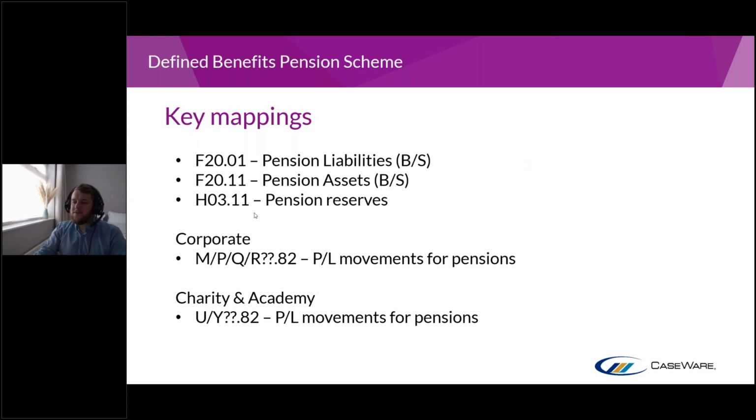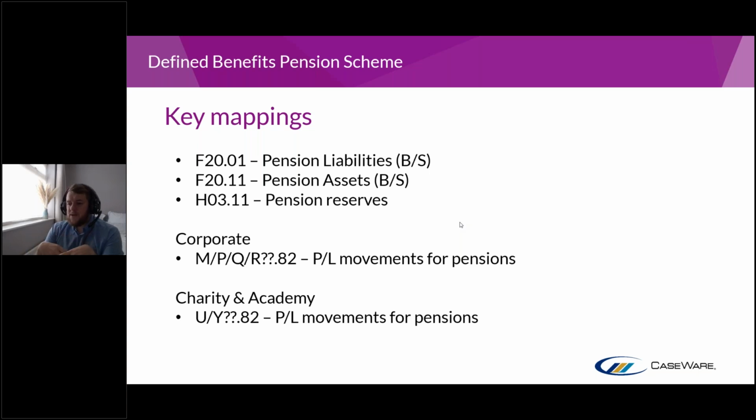Now, it differs slightly for the corporate template, and I know we've got people on here from both today. The corporate template can either be cost of sales or your admin costs or distribution costs, anything like that. Where the second set of digits are .82, that's where you're going to find all of your pensions costs.